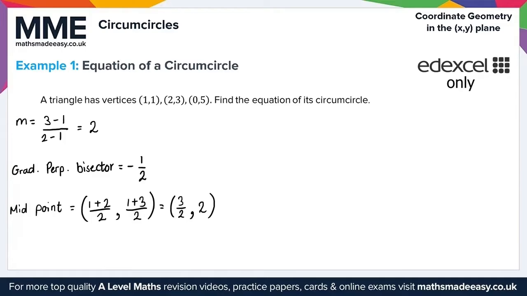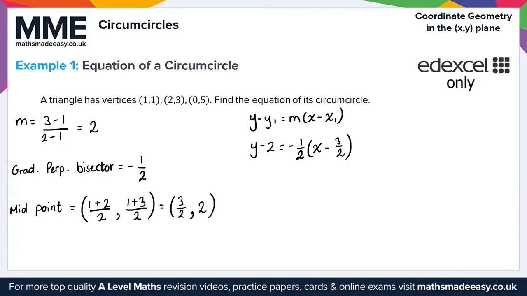So now we use all of this information to generate the equation of a line in the form y equals mx plus c. So if we use the form y minus y1 is equal to m times x minus x1, all we're going to do is substitute these coordinates in here, 3 over 2 and 2, with our gradient for the perpendicular bisector. So we get y minus y1, which is 2, equal to m, so that's minus a half, times x minus x1, which is 3 over 2. So minus 3 over 2 there.